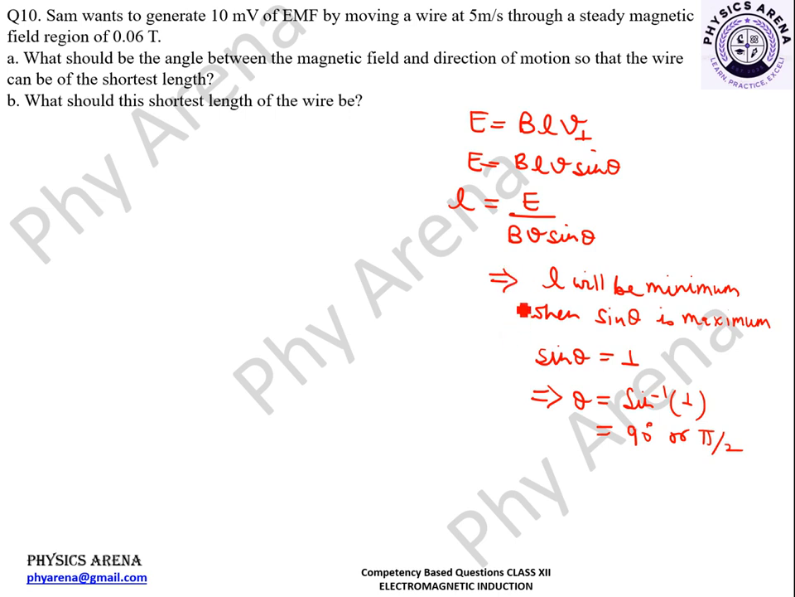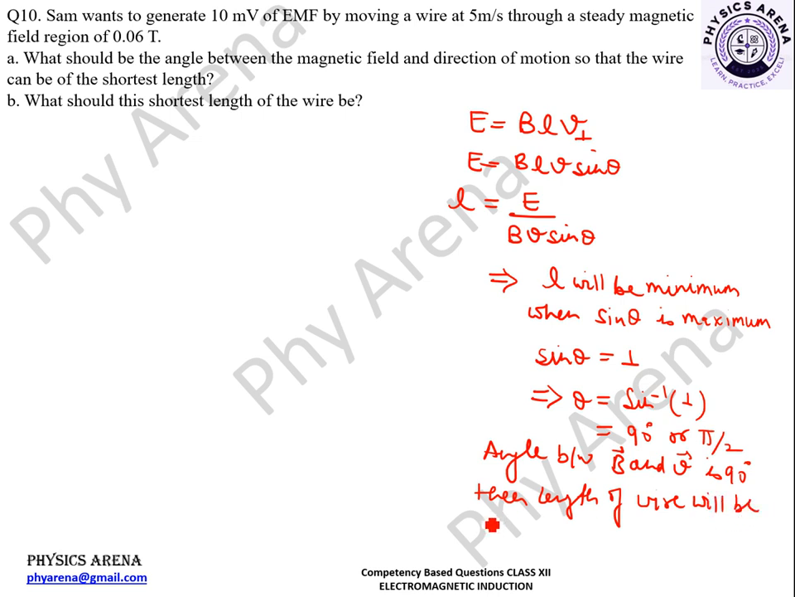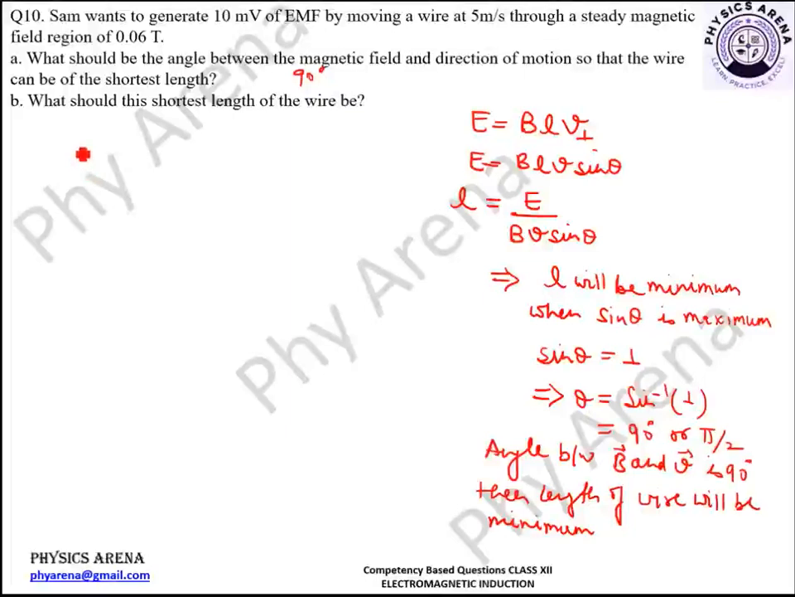So this means that when the angle between B vector and V vector is 90 degree, the length of wire will be minimum. So part A is completed. The angle between the magnetic field and the direction of motion has to be 90 degree. Now part B says, what should this shortest length of the wire be?